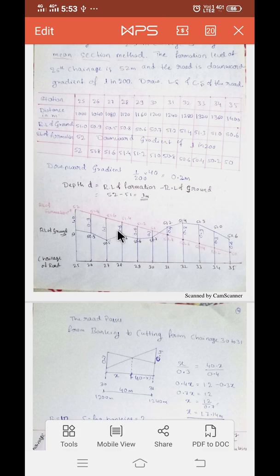Now here what is there? This is banking, means this much we are allowed to fill with the earthwork, isn't it, to make it level and compacted to this level. That comes under banking. After this point, this much earth we should cut to this level. So this portion is called cutting.